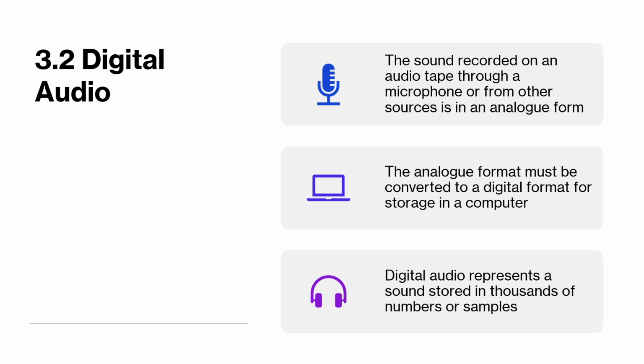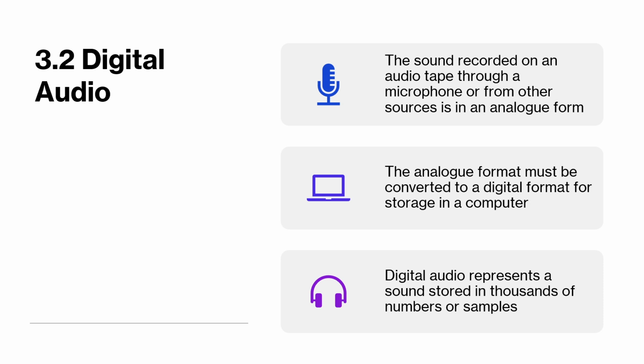The analog form must be converted to a digital form for it to be stored on the PC. This process is called digitizing. The method used for digitizing sound is called sampling. Sampling, in actual fact, is the process of converting analog sound to a digitized sound that is understood by the computer. A digital audio represents a sound stored in thousands of samples.